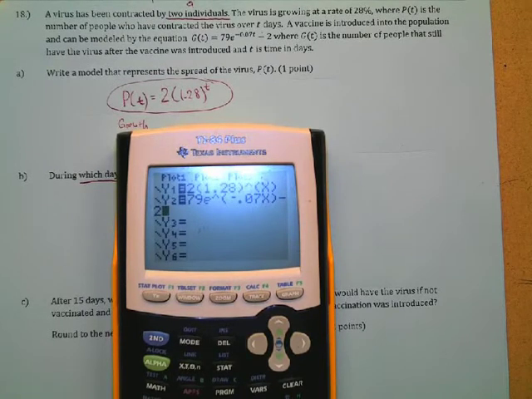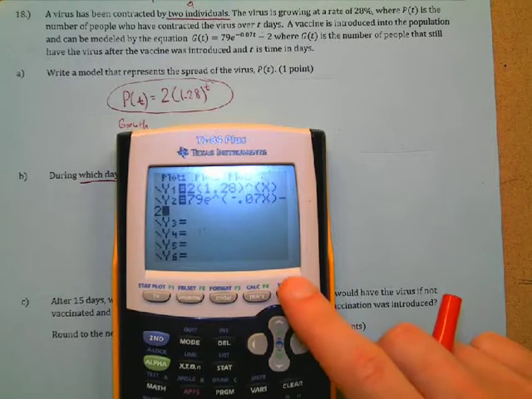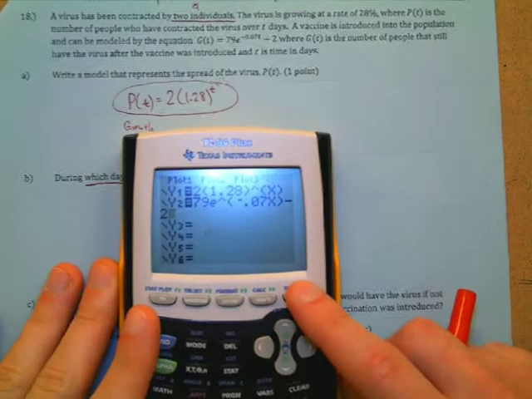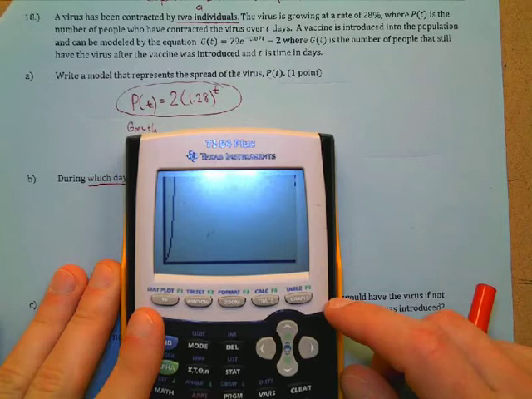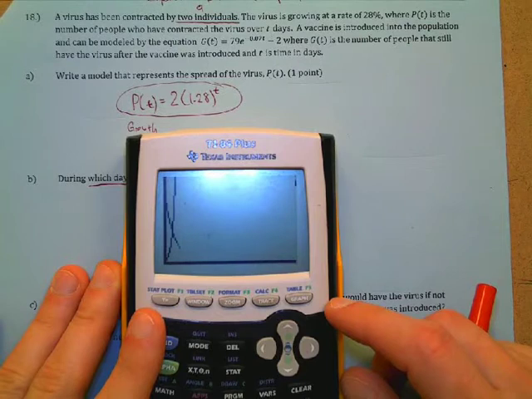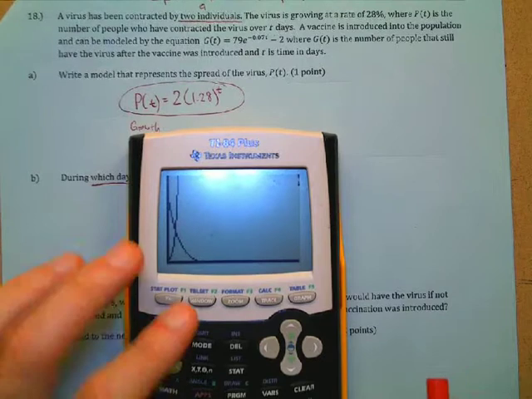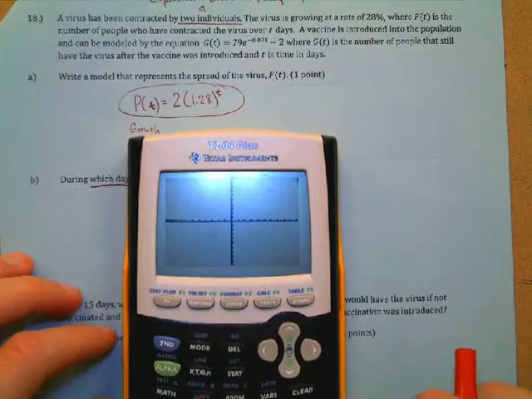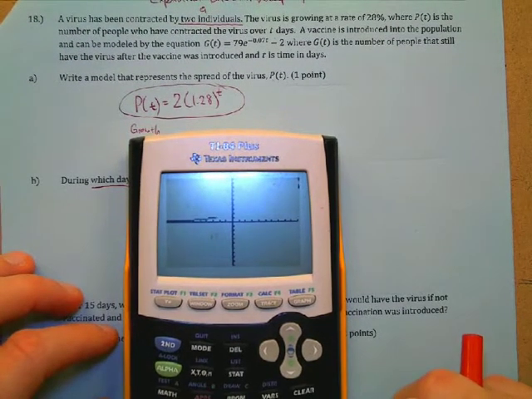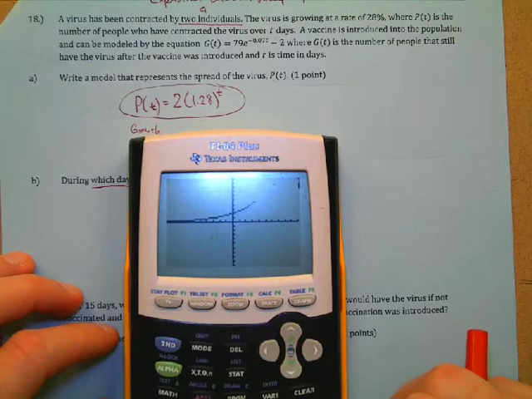Okay, so anyway, Michael, you're good. Questions answered? Okay, so now we'll graph. And aha, there's my point of intersection. Let me see if I can see it in my normal viewing window. Let me try zoom 6 here and see if I can see it.